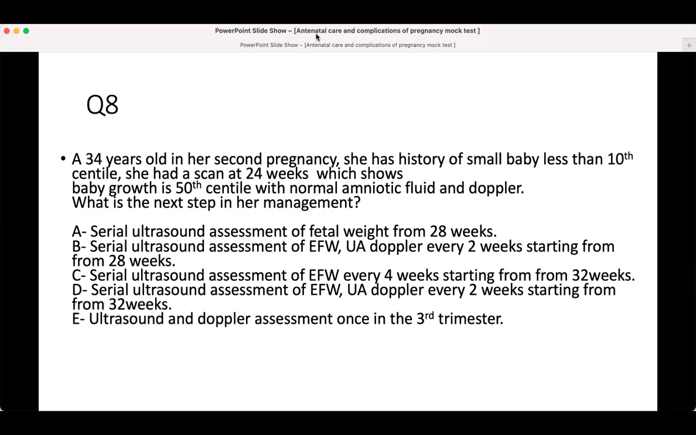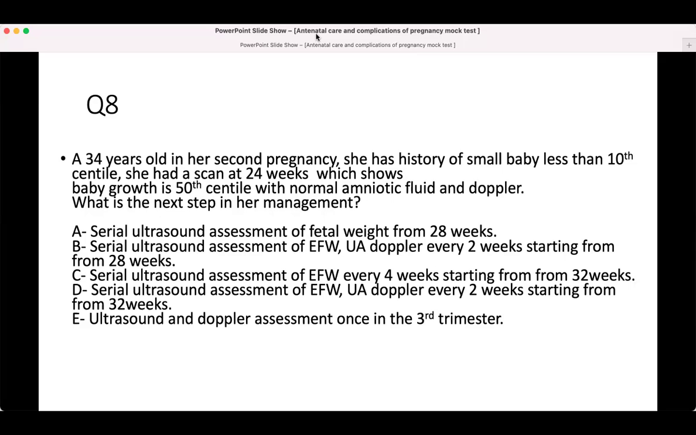Okay, so a woman in the moderate risk category is at risk of what? Early onset FGR or late onset FGR? If she is moderate risk, is she at risk of early onset FGR or late onset FGR? Late onset FGR. Excellent, Dr. Han, and excellent, Dr. Laila.